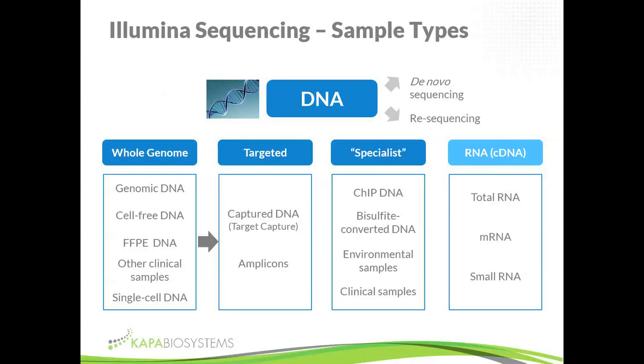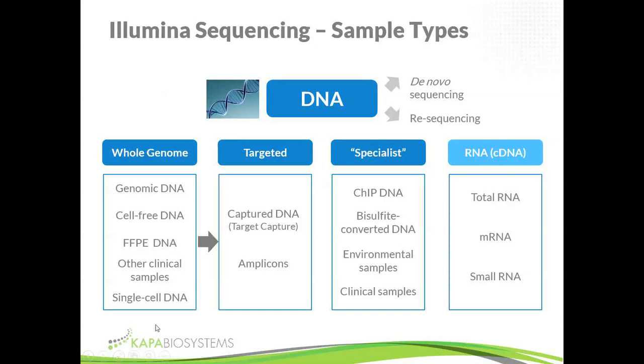FFPE DNA, formalin fixed paraffin embedded samples, are used very much for clinical applications. So many patients will come in, they'll have a biopsy done, the tissue will be fixed and used for histology and pathology, but we're also trying to get the genetic information out of those tissues. There are lots of other types of clinical samples and even single cells. And so we can start with samples that represent the whole genome.